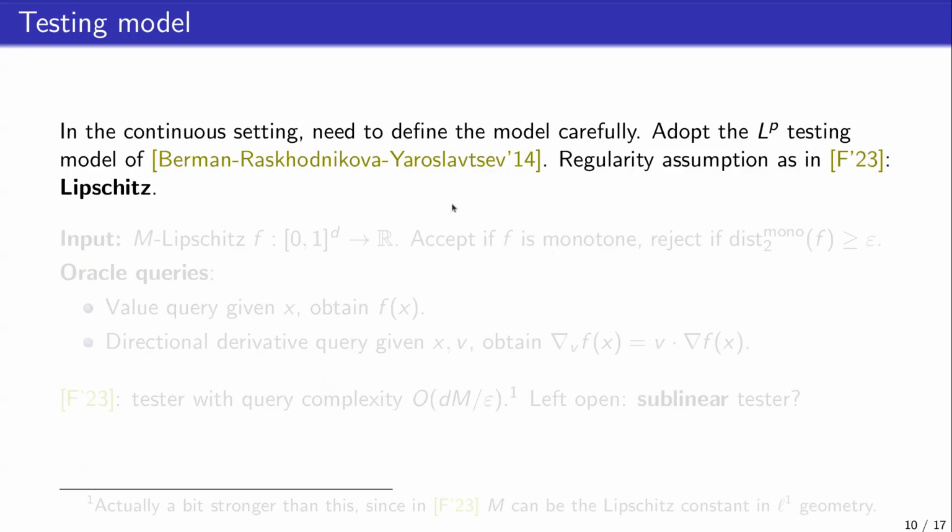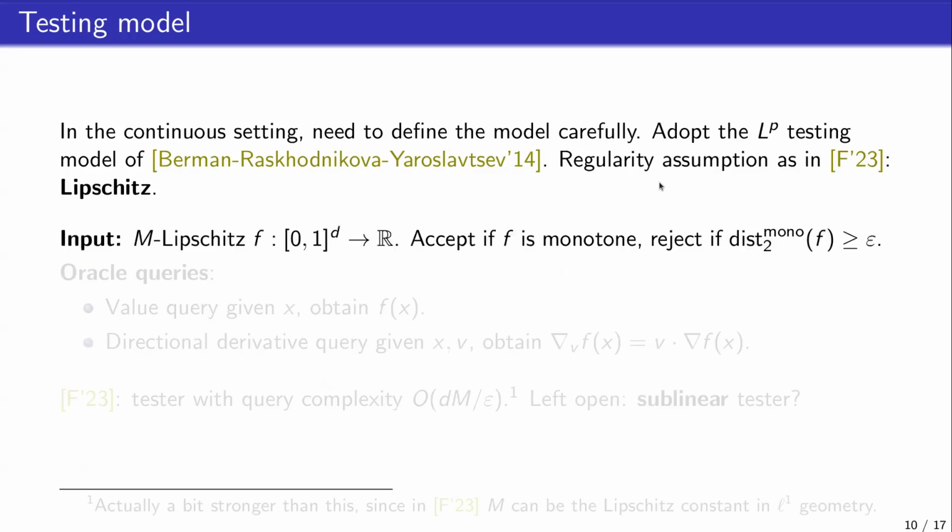Okay, so what is the testing model, so that my algorithmic results can be placed in the proper context? Because we are in the real-valued setting, we need to define our model carefully. In particular, we're going to be studying the Lp testing model that was introduced by Berman, Raskhodnikova, and Yaroslavtsev. So we're measuring distances in Lp sense. And we need to assume something about these real-valued functions, and I'm going to assume that they are Lipschitz, which is the same regularity assumption as the previous work in this setting. So my input is an M-Lipschitz function on the solid cube. I want to accept if it's monotone and reject if it's far from monotone, at least epsilon far, in L2 sense.